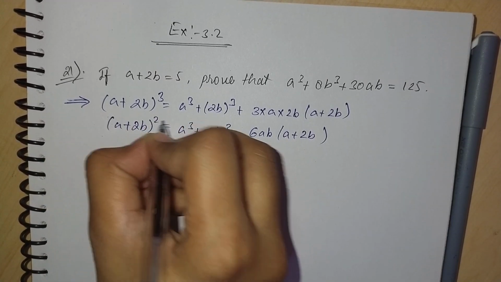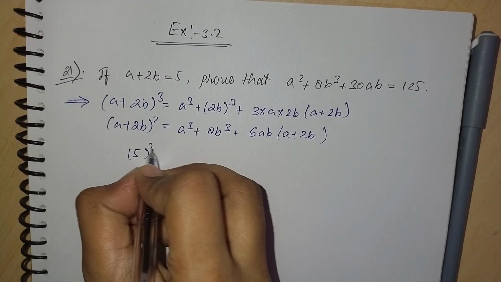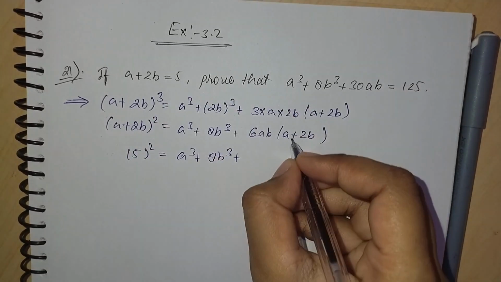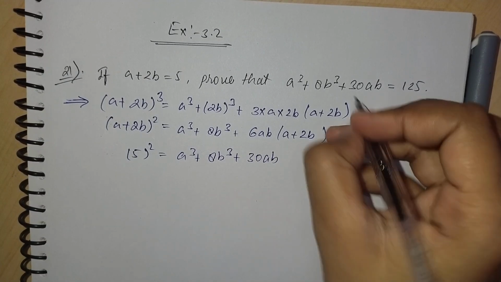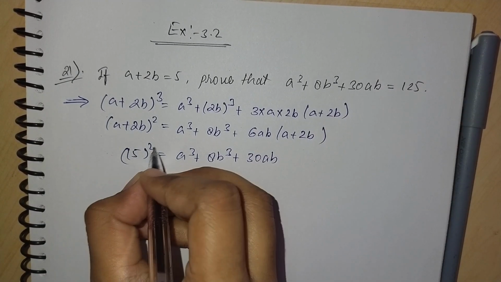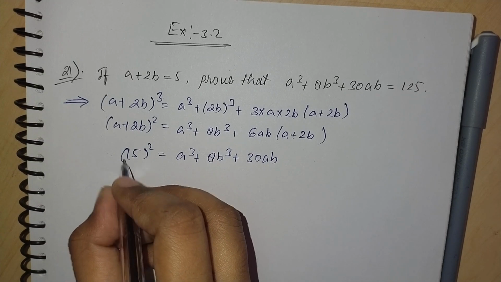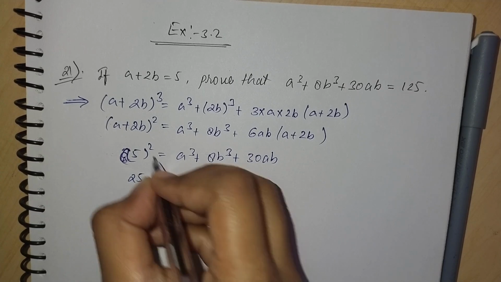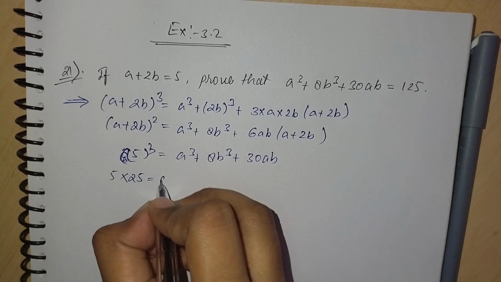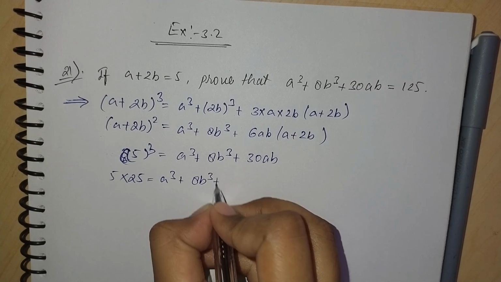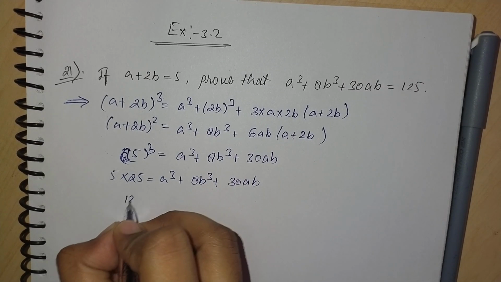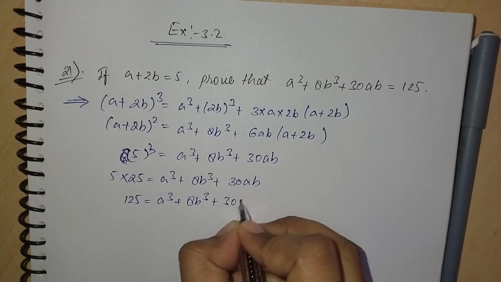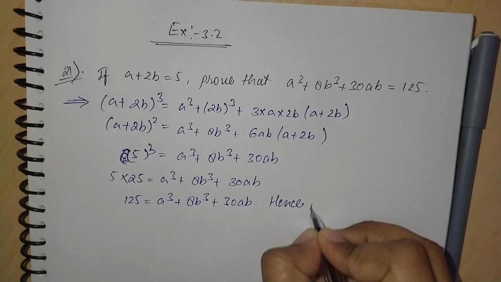Putting the value in this equation of a plus 2b, we will get 5 whole cube equal to a cube plus 8b cube plus, here we will put 5, so we will get 30ab. So we got this as the value, and here 5 whole cube we have to do. So it is 125. So we will write it as a cube plus 8b cube plus 30ab equal to 125. Hence proved. We have to prove here that it is equal to 125. Hence proved here.